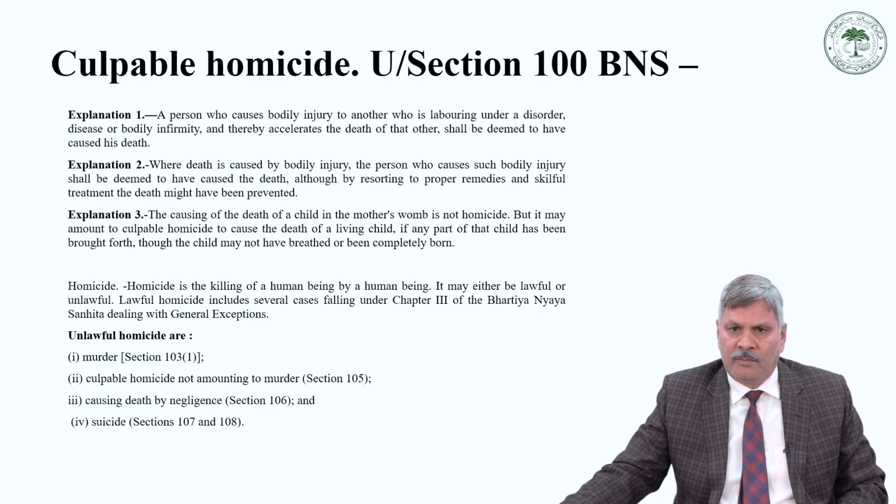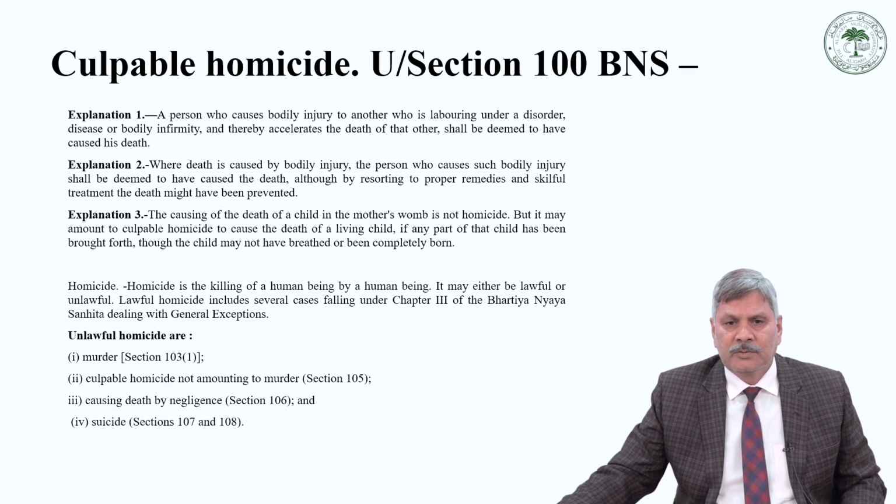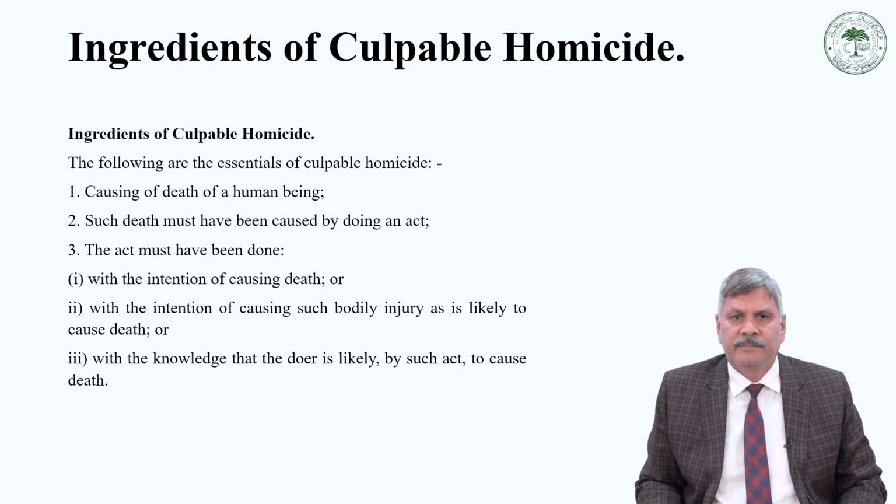We know the lawful homicide includes several cases falling under Chapter 3 of the Bharatiya Nyaya Sanhita 2023, dealing with the general exceptions. Unlawful homicides are murder, that is Section 103(1); culpable homicide not amounting to murder, that is provided under Section 105 of the Bharatiya Nyaya Sanhita; then causing death by negligence, provided under Section 106; and of course the fourth one is suicide, that is Sections 107 and 108 of the Bharatiya Nyaya Sanhita.